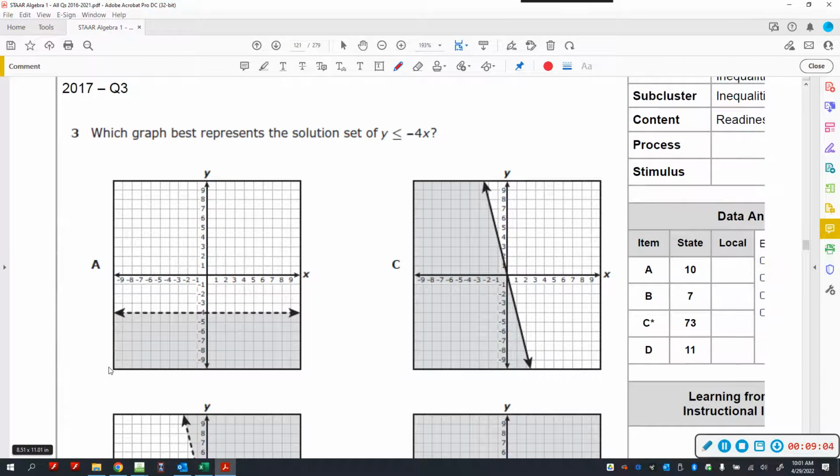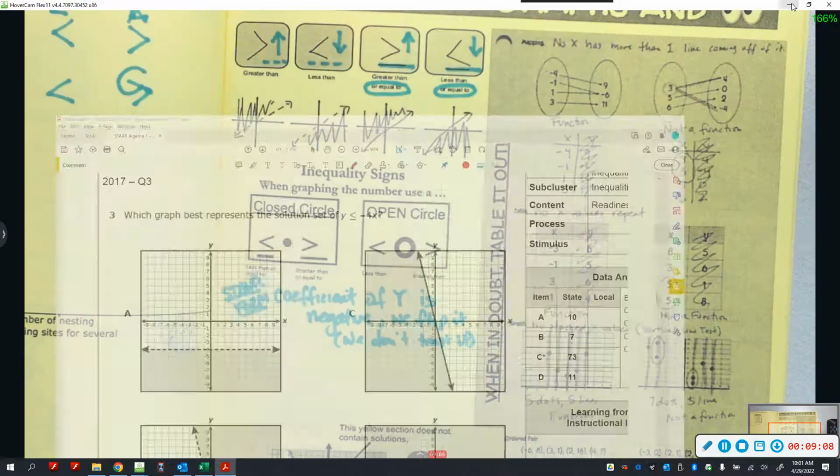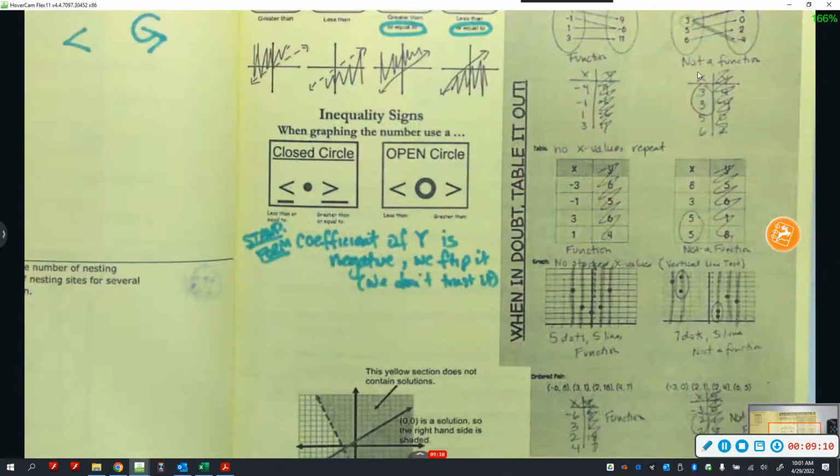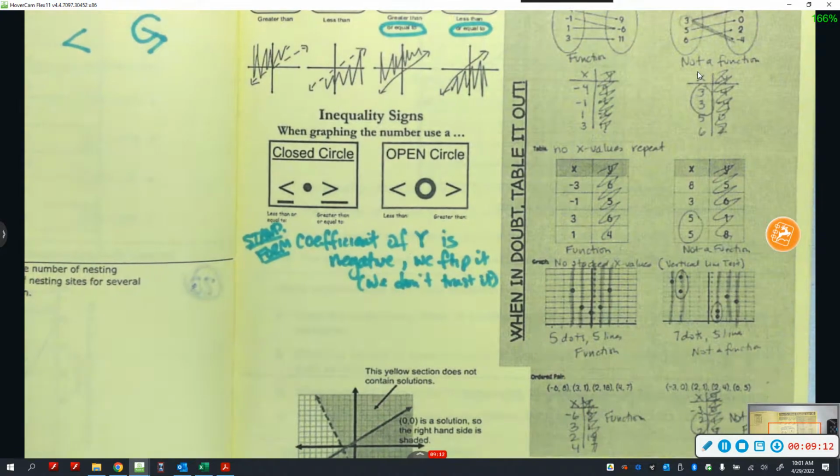They're asking you to know whether it's shaded or not. That's the tricky part of inequalities. Okay, I know that was a lot. But inequalities, you're going to see a few inequality questions, so you need to make sure you know them.